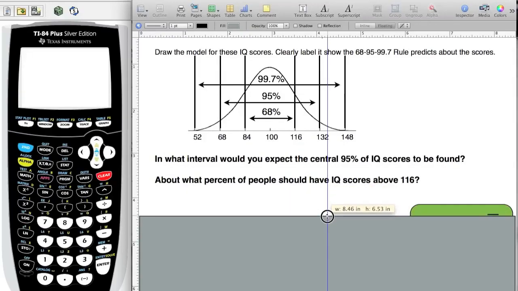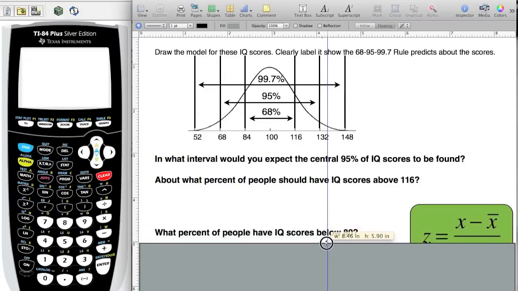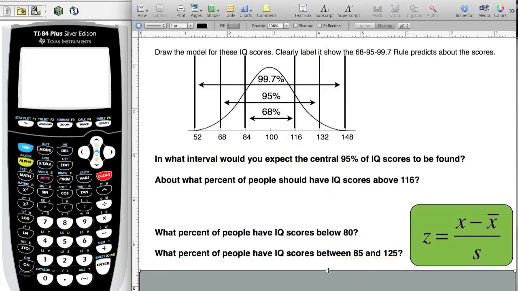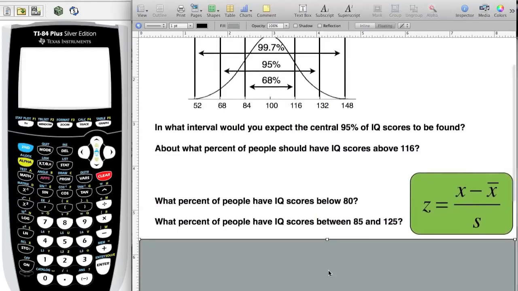The next question requires us to do a little bit more digging. In this case, I've included my z-score formula. Now, why does this require you to do a little more thinking? I've asked the question, what percent of people have IQ scores below 80? Normally we'd go to our little curve here, look up our number, and just add up those percentages that we just talked about. Unfortunately, 80 is not one of my numbers. The next question also poses the same problem.